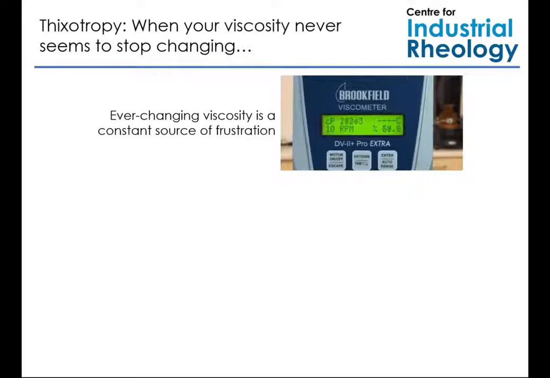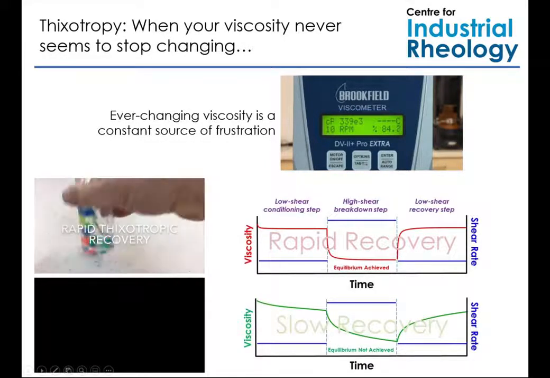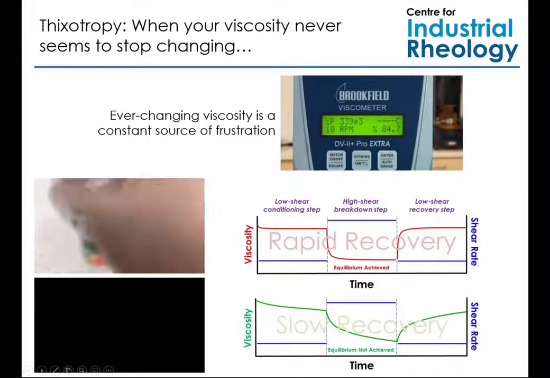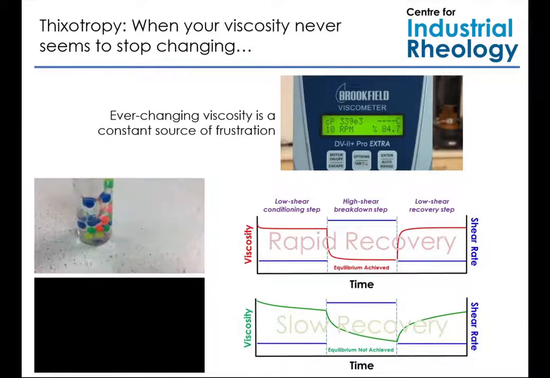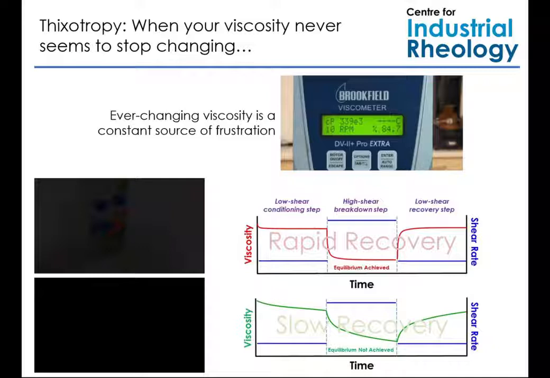Okay, so we talked about time-dependent viscoelasticity. If anyone has ever used a rotational viscometer and encountered the situation where viscosity just continues to change during the measurement, you may have what's called a thixotropic sample. Thixotropy is a time-dependent reduction in viscosity, but I like to think about it in terms of speed of recovery. In this video here, where we have rapid thixotropic recovery, we have a laponite gel that shows this high viscosity when it's not moving, but when you give it a shake, it rapidly shears down, and then when you stop shaking, that viscosity immediately recovers to what it started out with.